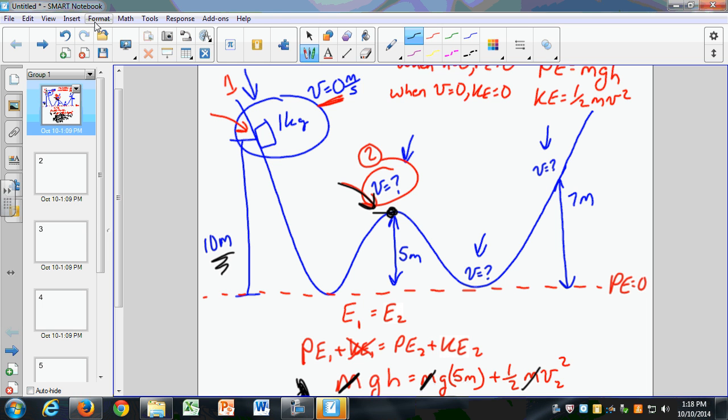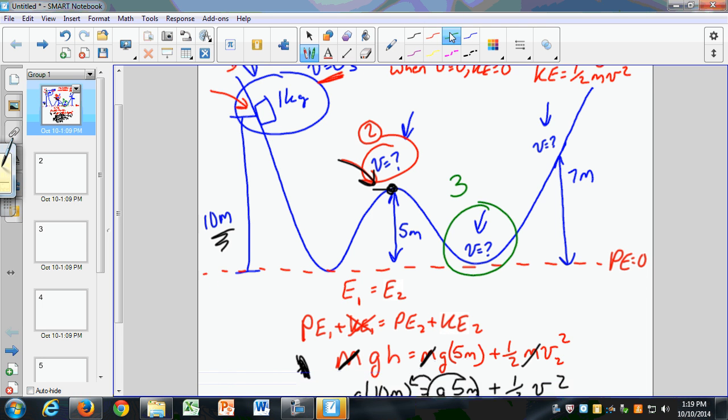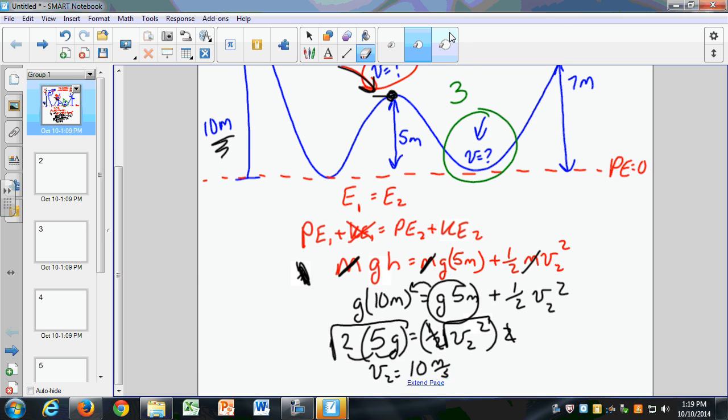All right, let's now say I want to know what is the velocity at this point, and I'll call this point number 3. I'm going to erase this business.